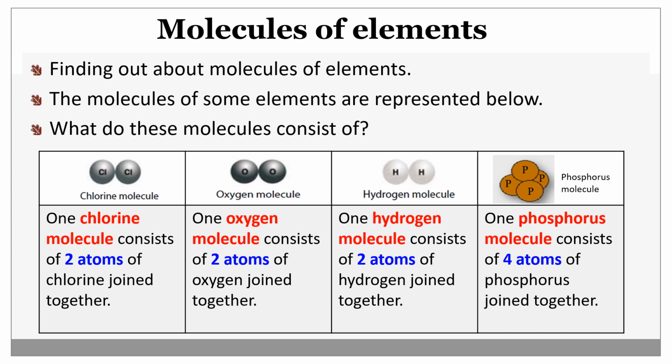You must have noticed that one chlorine molecule consists of two atoms of chlorine joined together. One oxygen molecule consists of two atoms of oxygen joined together. One hydrogen molecule consists of two atoms of hydrogen joined together. One phosphorus molecule consists of four atoms of phosphorus joined together.